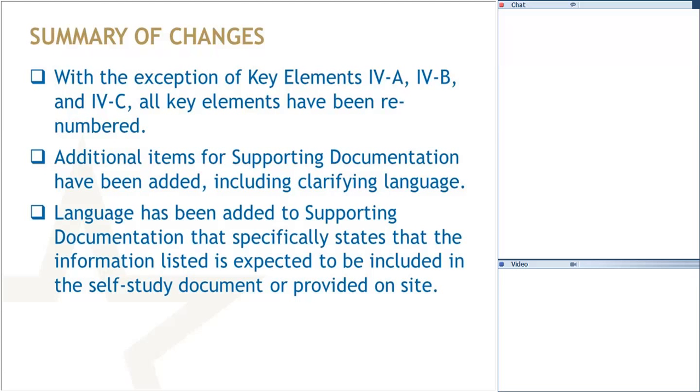Okay. So, with the exception of key elements 4A, 4B, and 4C, you will see that all of the key elements have been renumbered. And additional items for supporting documentation have been added. We tried to clarify the language. And then language has been added that specifically states that the information listed is expected to be included in the self-study document or on-site.